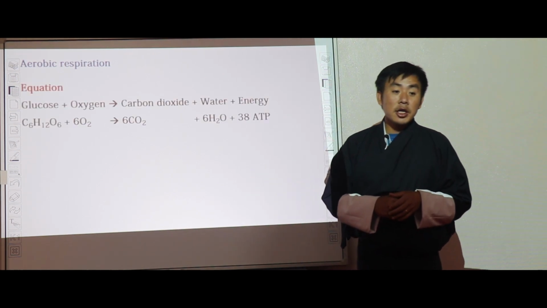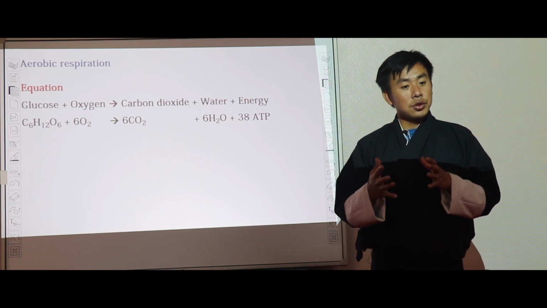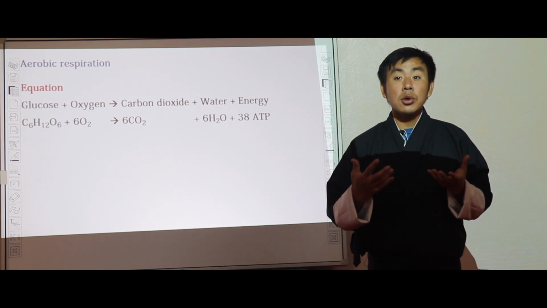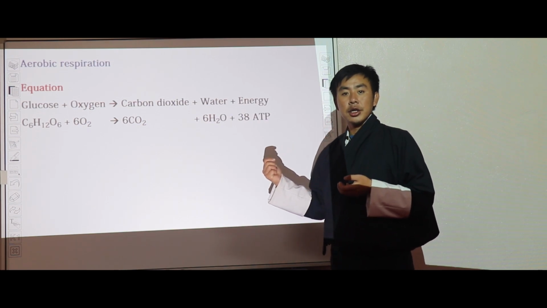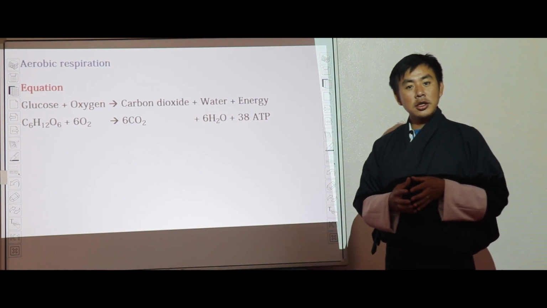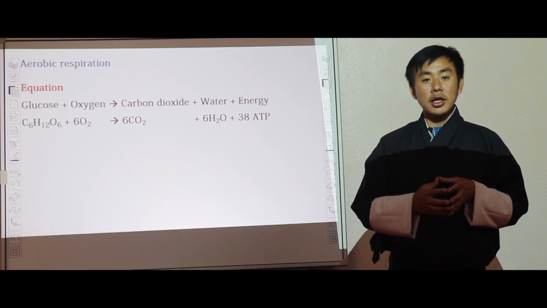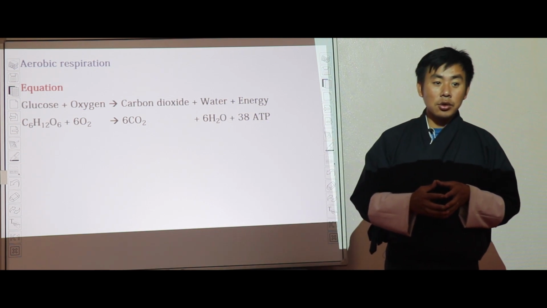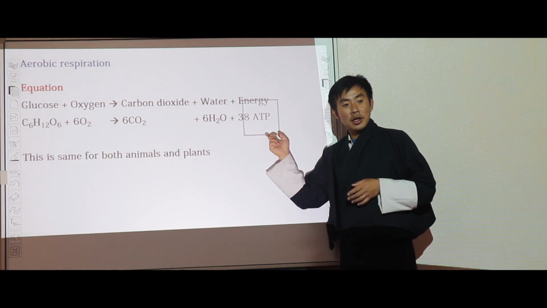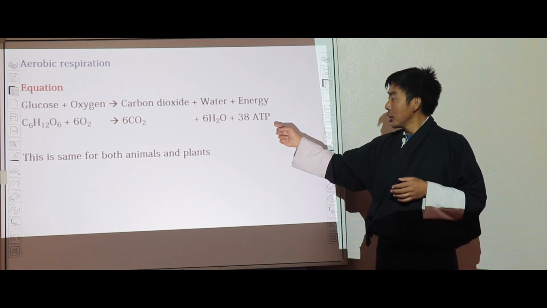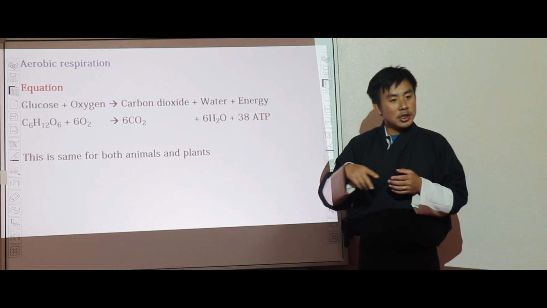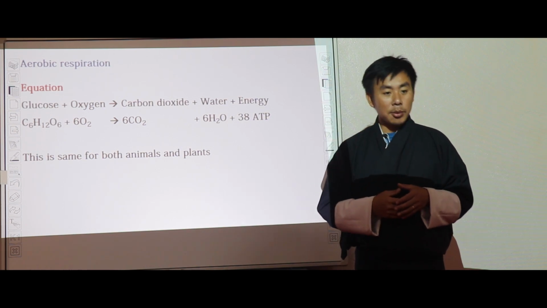Now let's talk about the equation of aerobic respiration. In aerobic respiration, the food, glucose, combines with oxygen that comes through breathing and forms carbon dioxide, water and energy. So this is the equation: glucose C6H12O6 plus oxygen 6O2 gives carbon dioxide 6CO2 plus water 6H2O plus energy, 38 ATP. Remember 38 ATP, because we are going to use it later. And remember, aerobic respiration is the same for both plants and animals.